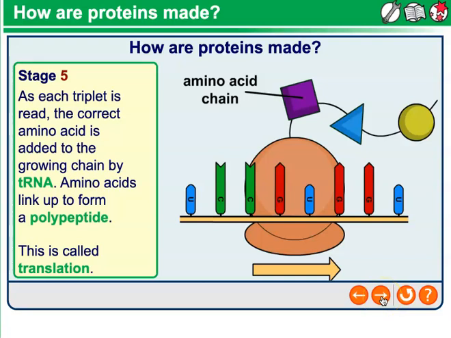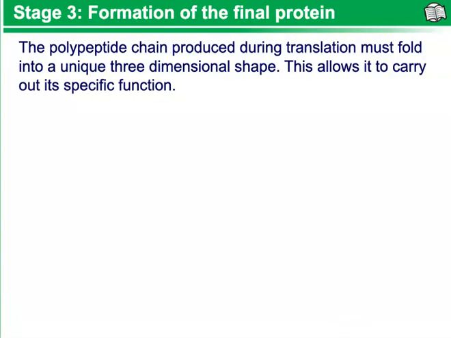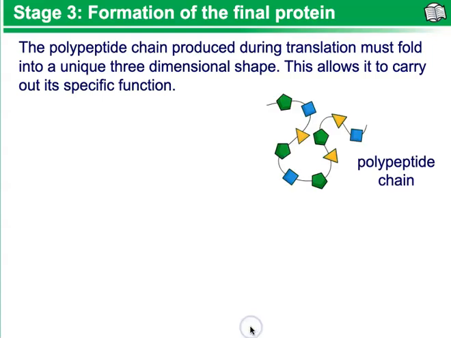Remember, your proteins are made up of amino acids. Stage 6, when the last triplet of the mRNA is read, the complete polypeptide is released into the cytoplasm. The final protein may contain several polypeptide chains. Stage 3, formation of the final protein. The final polypeptide chain produced during translation must fold into a unique three-dimensional shape. This allows it to carry out its specific function.